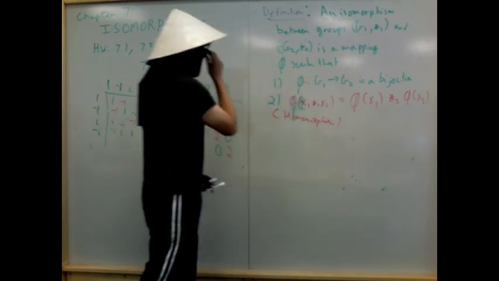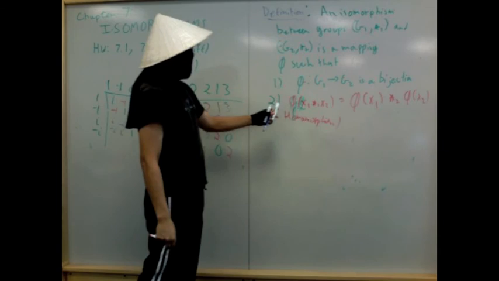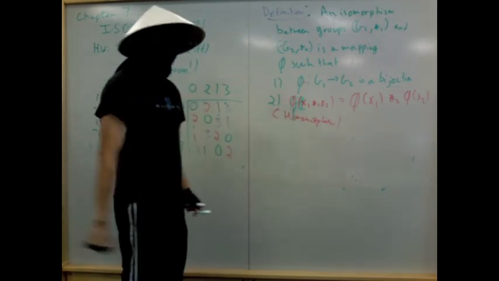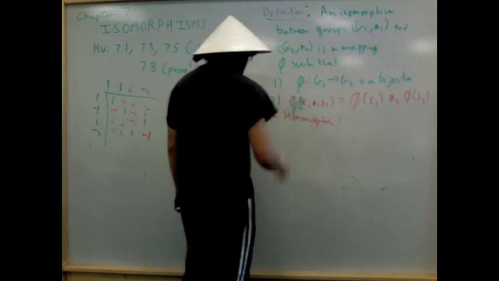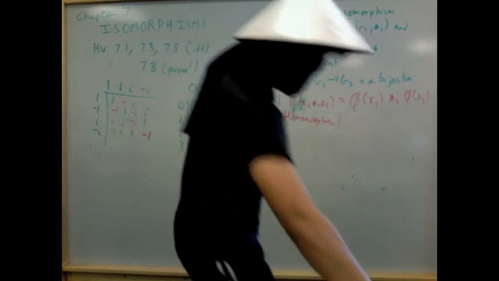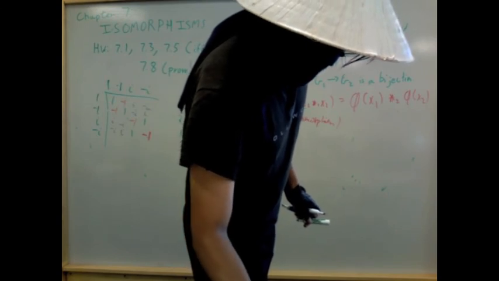So an isomorphism is a function that is both a bijection and a homomorphism between two groups. And if there exists an isomorphism between two groups, we write the following symbol. What's the symbol?